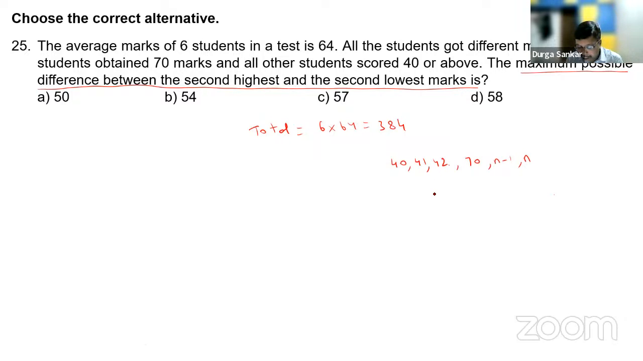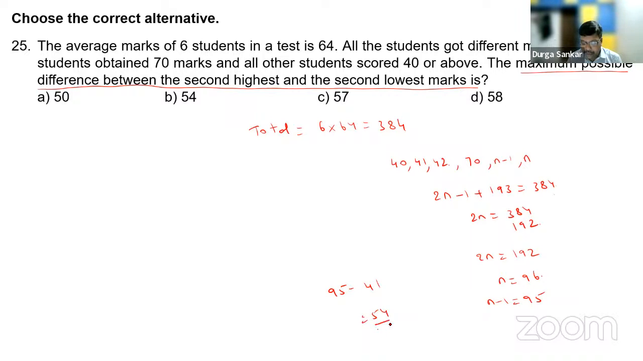So if we look at the actual calculation, it's 2n minus 1 plus 40, 41 and 42 is 123, plus 70 is 193, is 384. So 2n is equal to 384 minus 192, which is equal to 192, and n is equal to 96. So the maximum possible difference between the second highest and the second lowest is 95 minus 41, which is 54.